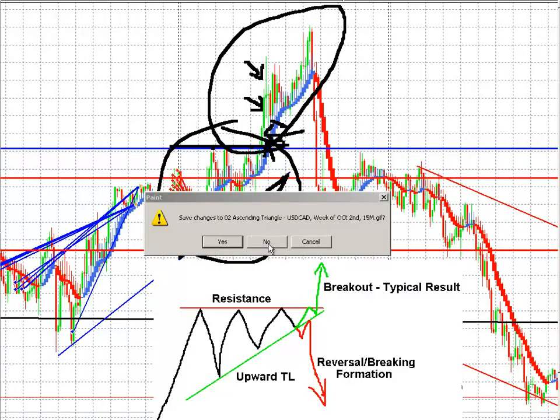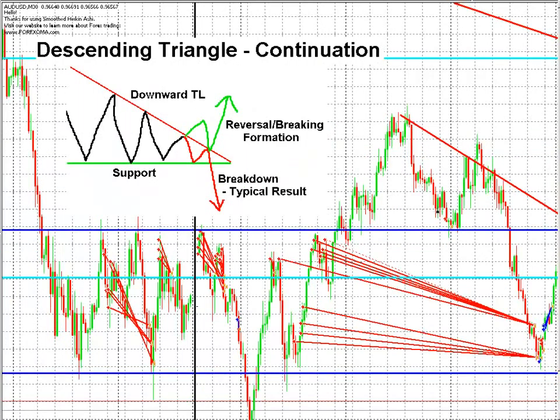On to descending triangles. Descending is just opposite. You have lower highs forming a downward trend line, and you have support, which hasn't broken yet, but you have the downward momentum. So you're looking for a breakdown. I don't know what to call this. I'm just calling it breakdown, which is a typical result, breaking downwards, I guess, or reversal, and that's breaking formation.